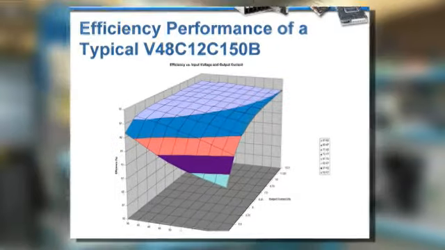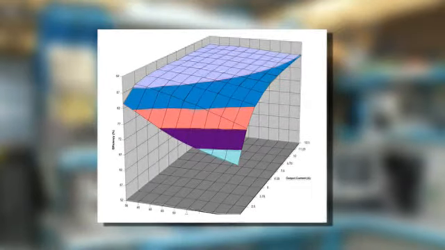This three-dimensional diagram shows a typical efficiency performance of a specific Vicor part. The efficiency is dependent on the input voltage as well as the output load. It is possible to notice that over a very wide operating range, the efficiency is almost flat and constant, and set to a fairly high value, above 85%.